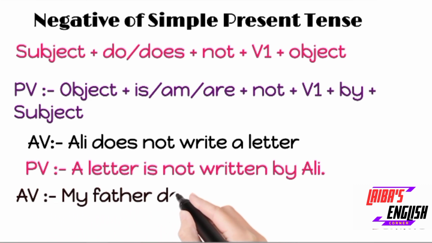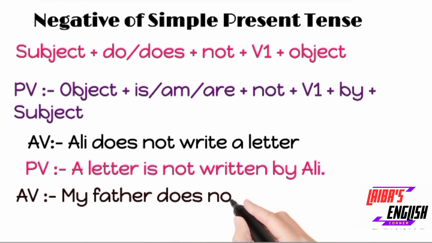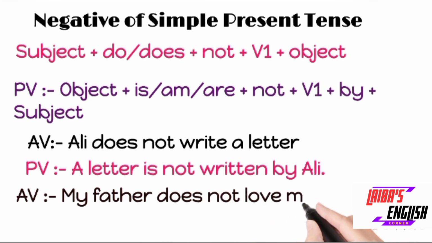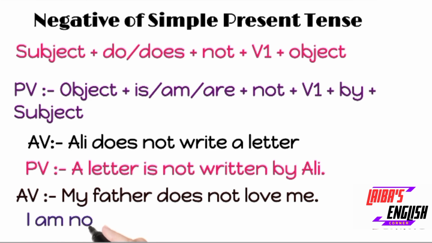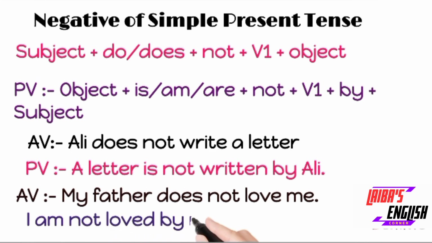Now there is another example. My father does not love me. So here, my father is the subject. Does is used, not is used. Love me. So what we will do, now me is an object. Now me will come in the place of subject. Why? Because that is the object there. So me will change into I. I am not loved by my father.